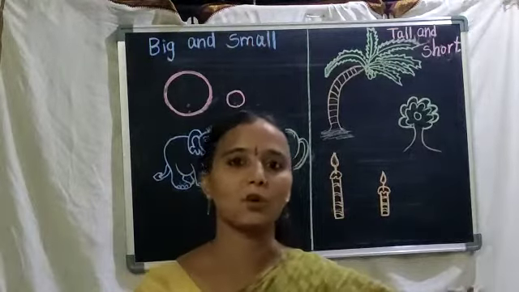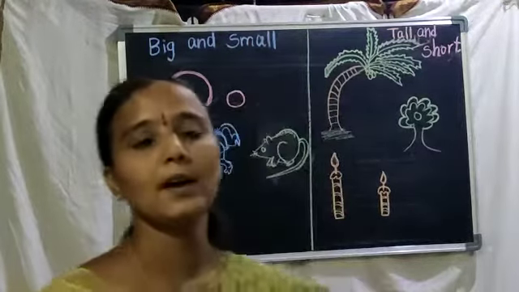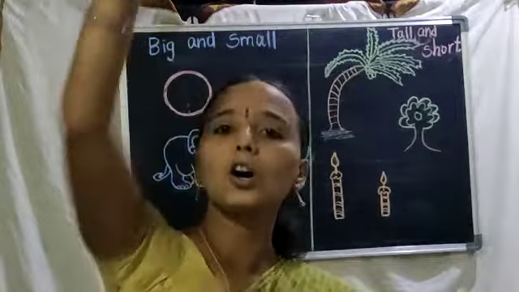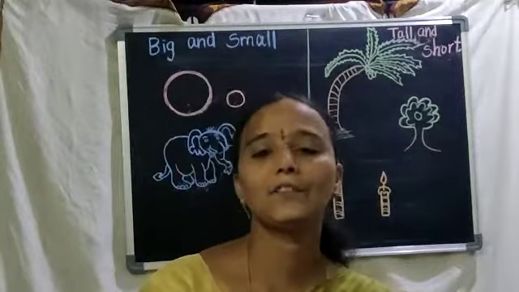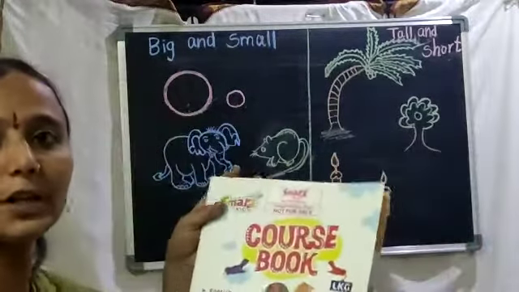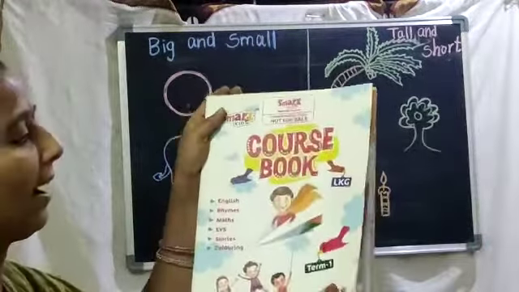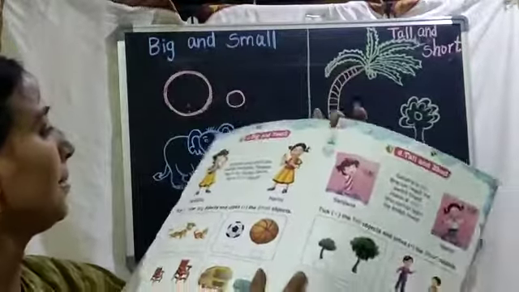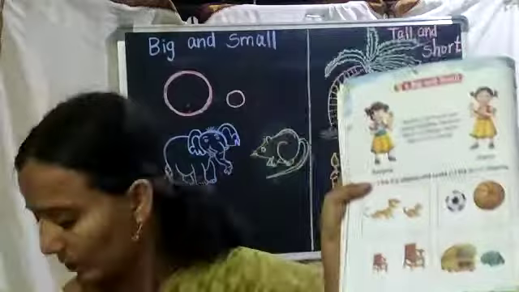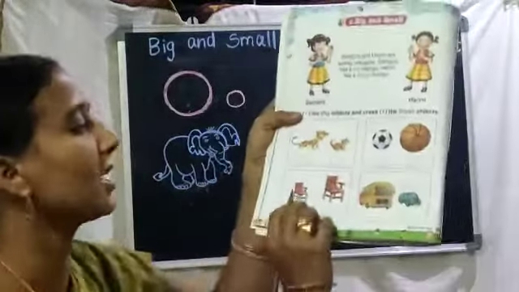Like this, you should take some objects, whatever you have at home, and learn this concept, big and small, tall and short. After practicing that, take your course book and open it. Open page number 32, children.